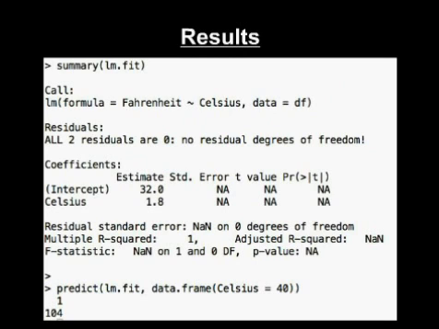Looking down at the bottom, though, I think what's interesting to see is the prediction you make. So you call predict on LMFit, and you hand it this new data frame in which you force Celsius to be 40, like Drew said earlier, and the prediction you get back is 104. And that is, in fact, the correct value in Fahrenheit because you've correctly fit the line to this data.